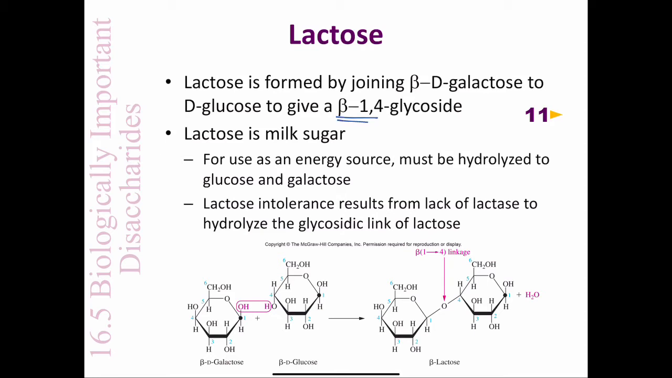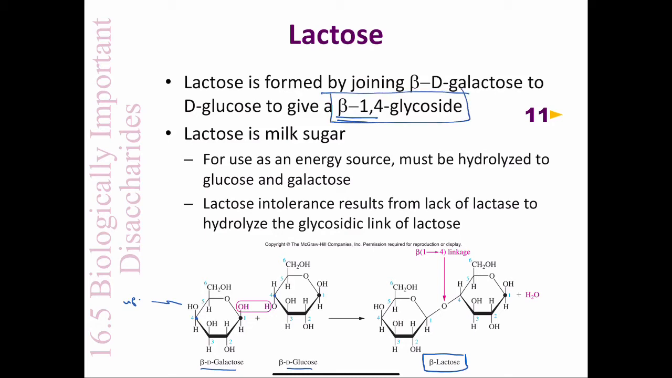So let's take a look down here. So we have beta D-galactose, and then we have beta D-glucose. The only difference between D-galactose and D-glucose is at carbon 4. If you notice the hydroxyl on the carbon 4 of beta D-glucose is pointing down, whereas on beta D-galactose it's pointing up here. So that's the only difference between glucose and galactose. Anyhow, when we're putting the galactose and glucose together to make lactose, it's characterized by that beta 1,4 glycosidic bond.